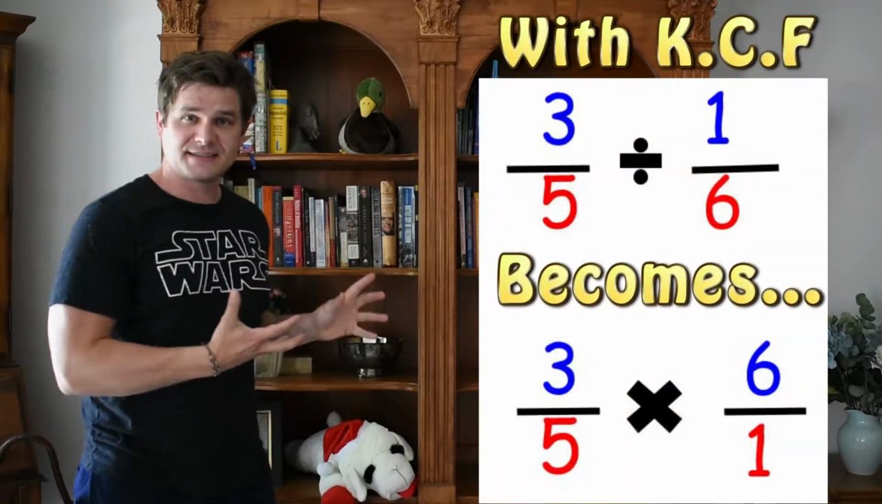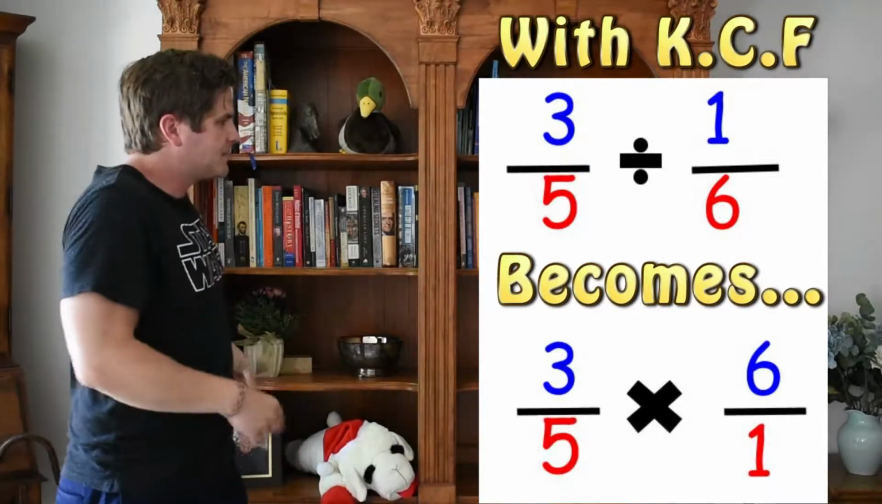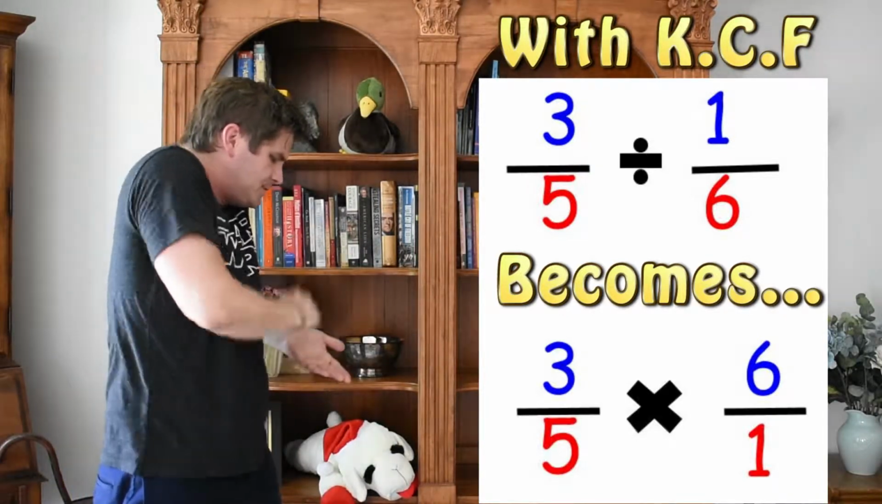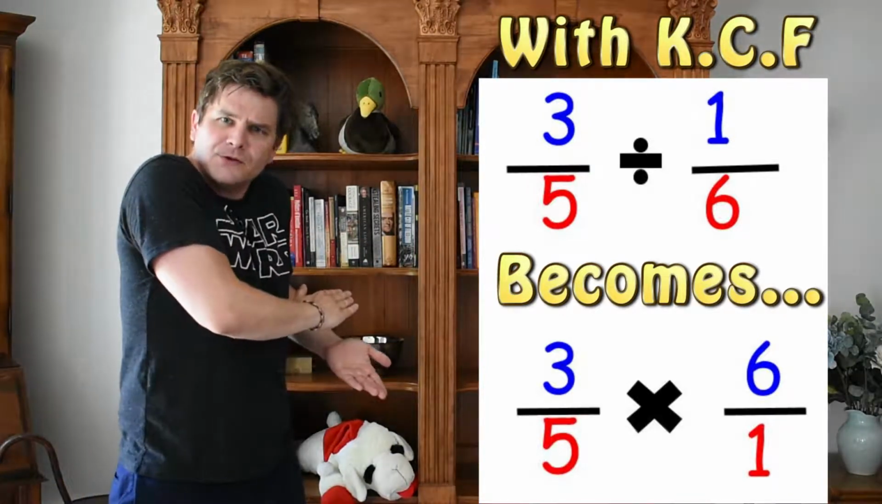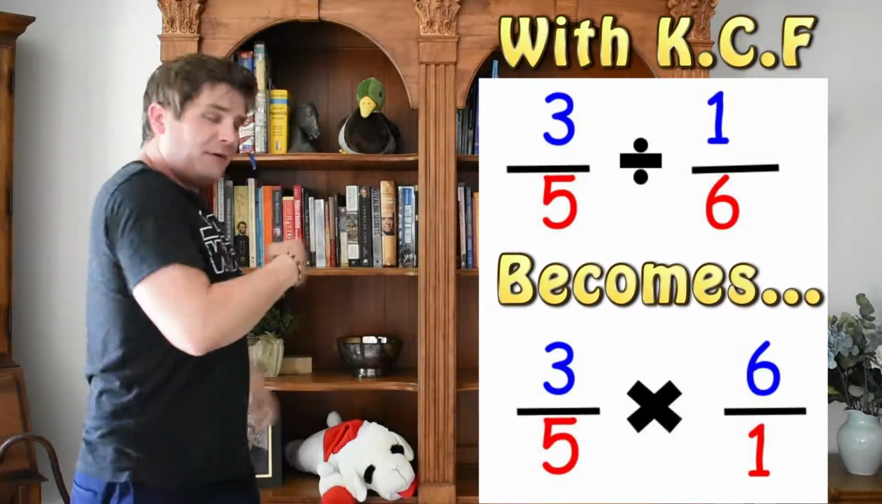We'd keep 3/5 the same, because it's our first one. Okay, keep that the same. 3/5, we say, you're lovely, I love you, great, you stay. You're a good boy or girl, you're the best around. 3/5, we keep it the same.